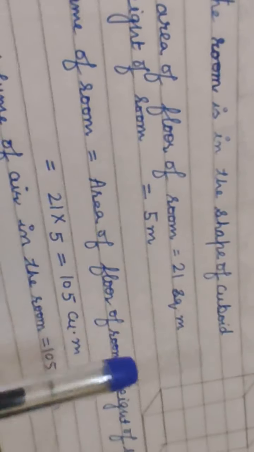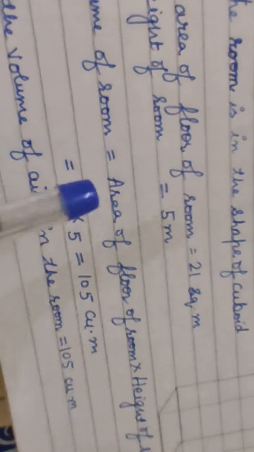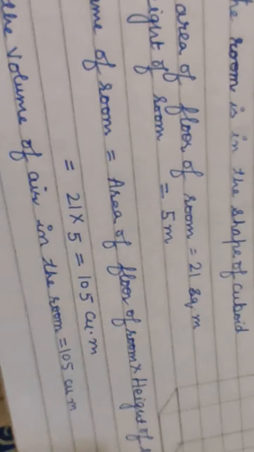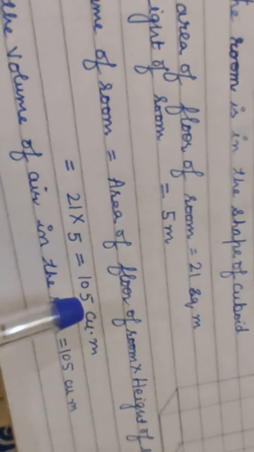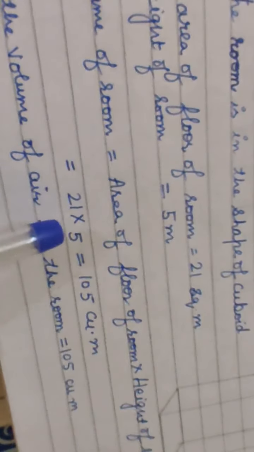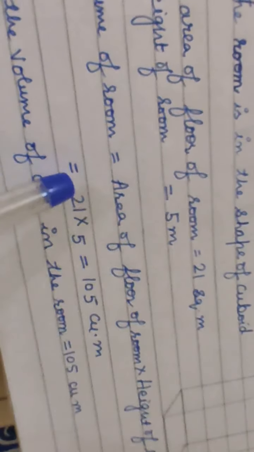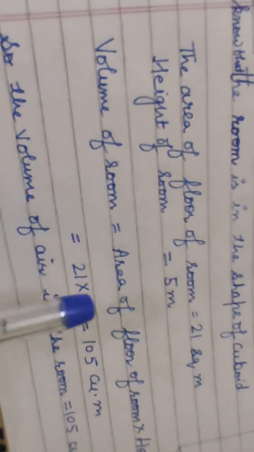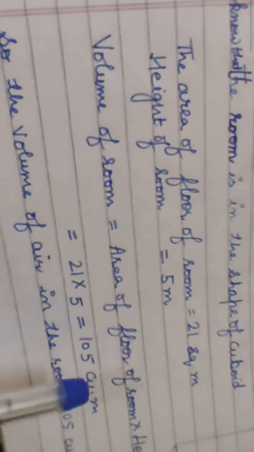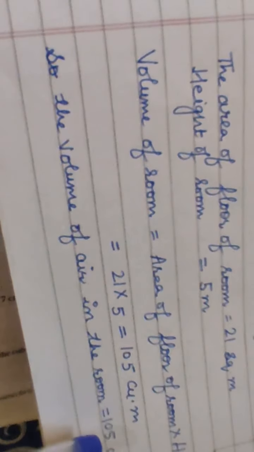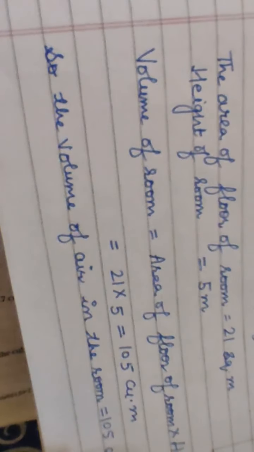So how will we find the volume of room? That will be equal to area of floor of room multiply height of room. So area of floor of room is 21 and the height of room is 5. So when we multiply area of room by the height, that is 5, we will get the volume of room, that is 105 cubic meter. So the volume of air in room will be equal to 105 cubic meter.